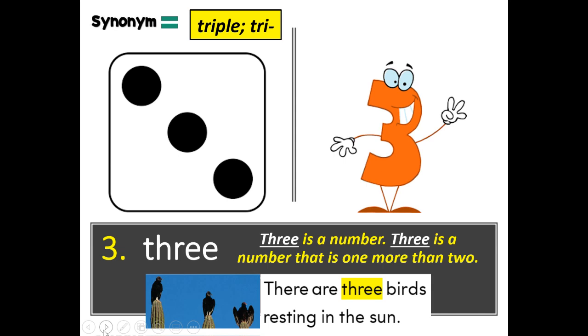There are three birds resting in the sun. Three, so make sure you wrote three. How do I use it? Mr. and Mrs. Wellington have three sons. What are some fun things you have done three or more times?